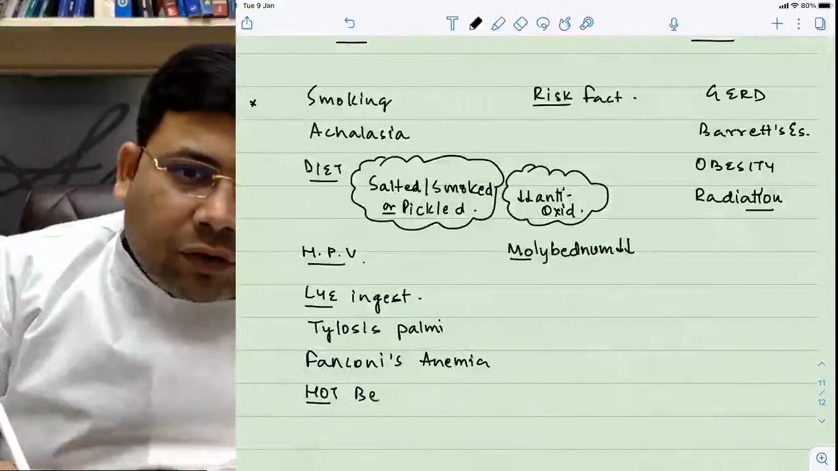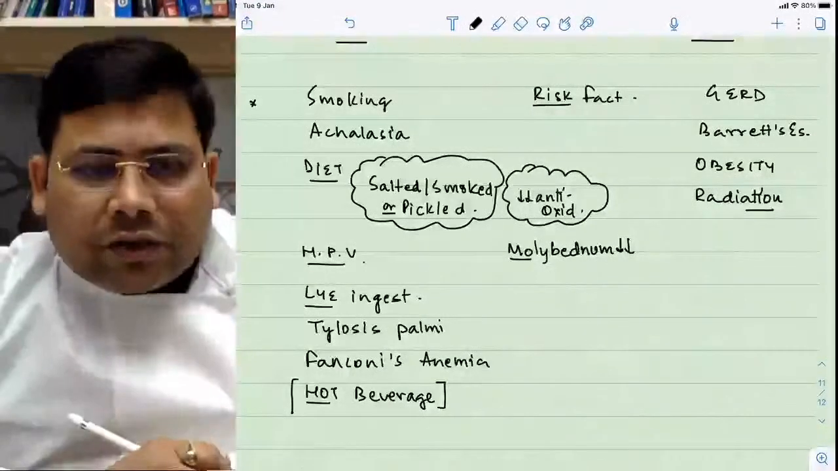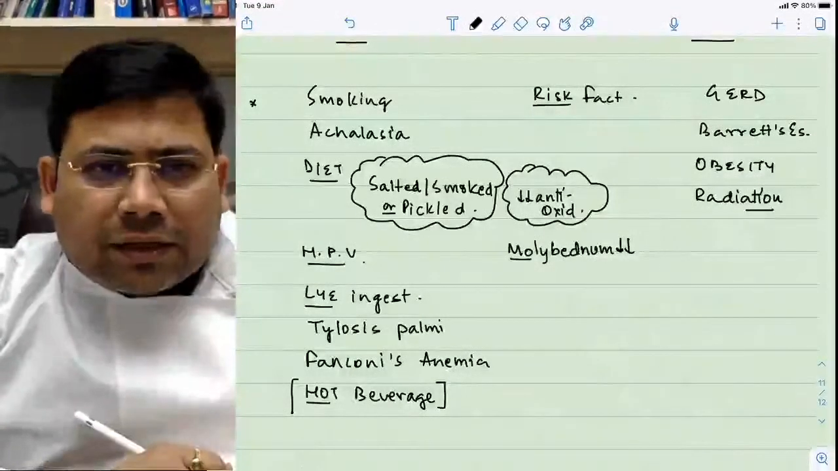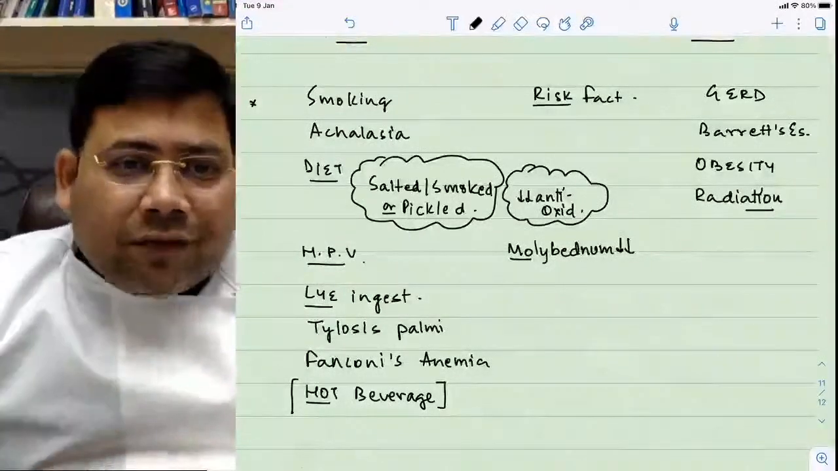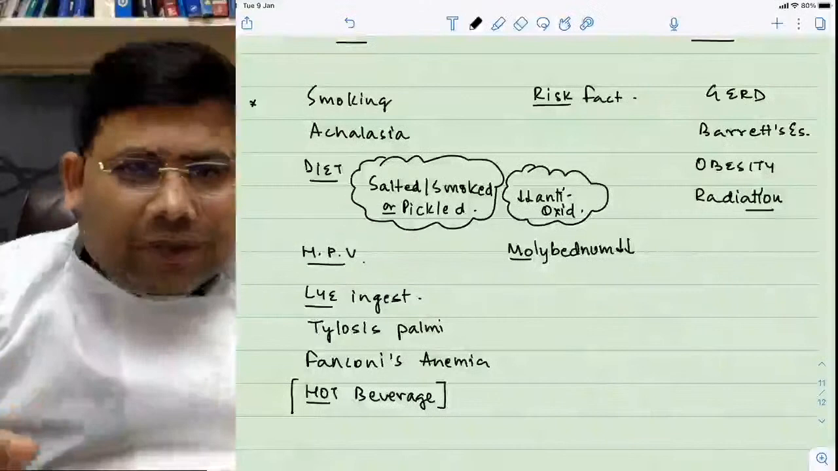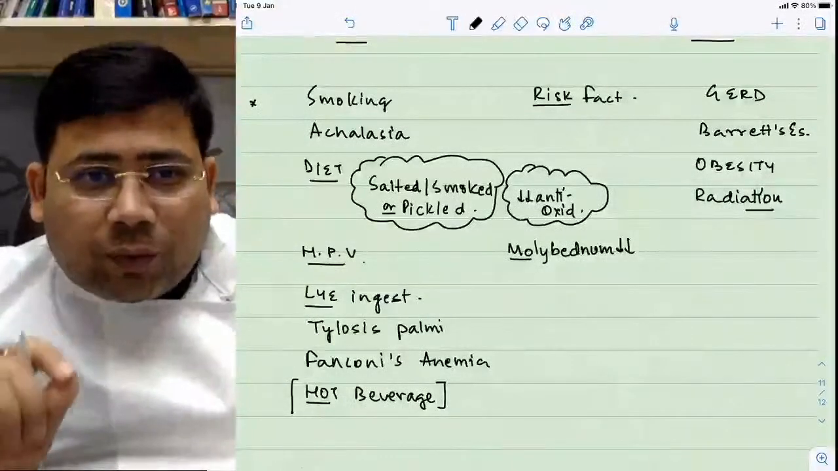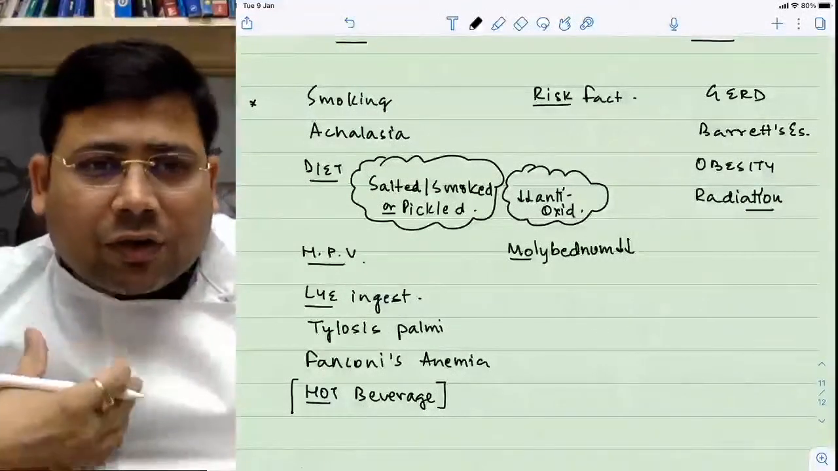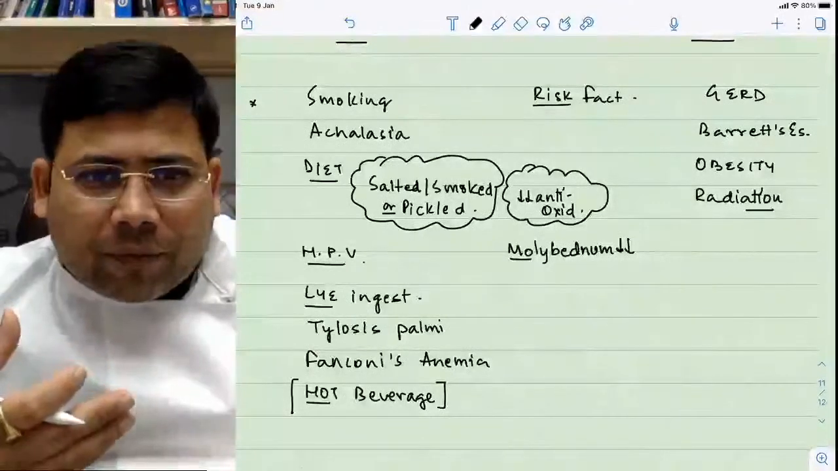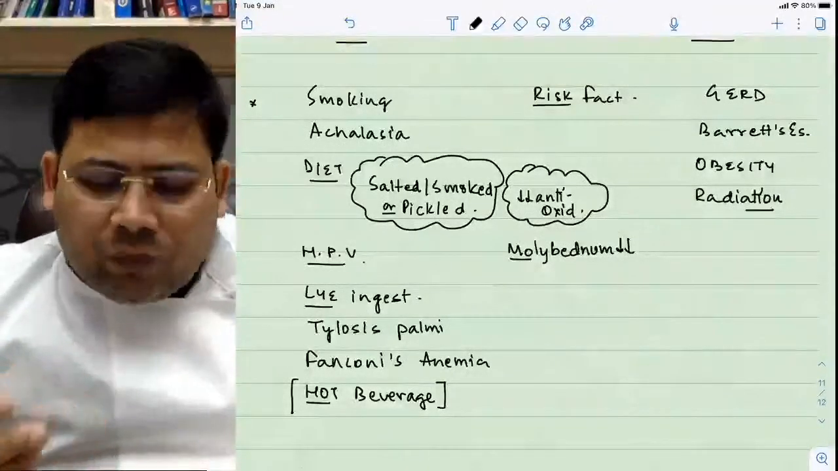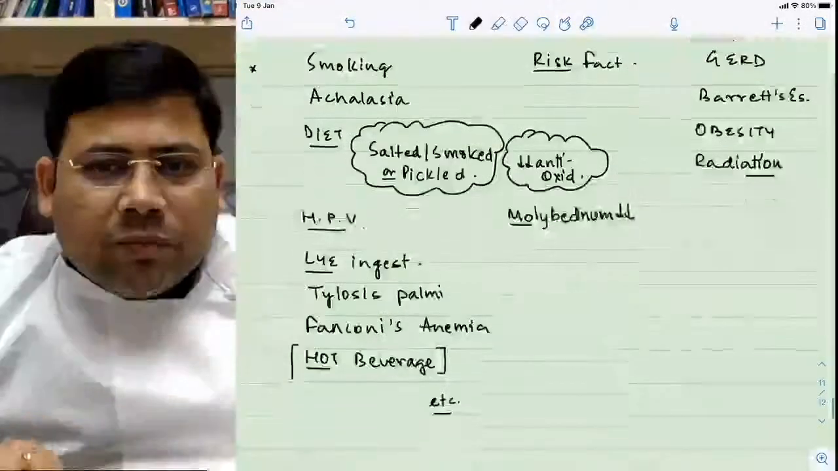Now this is a controversial topic, hot beverages. It has been linked with an increased incidence of esophageal cancer geographically in the Turkish population. There they have that special way of consuming the tea, Turkish tea is consumed at 65 degrees centigrade. Obviously the logic is if you take a super hot liquid repeatedly, this will cause recurrent damage to the squamous cell epithelium. So there are few, etc. Apart from that, there are others also.